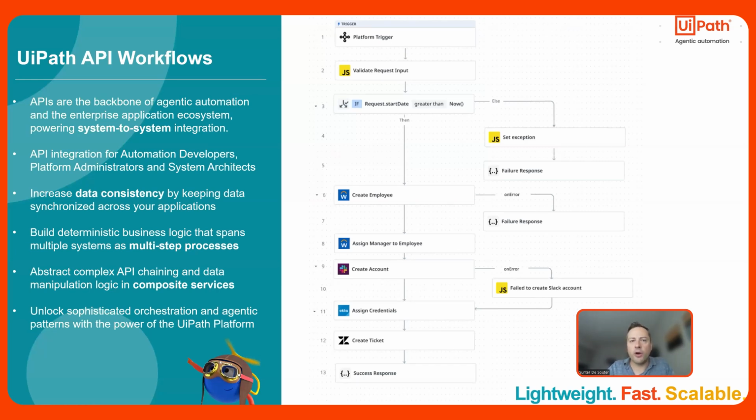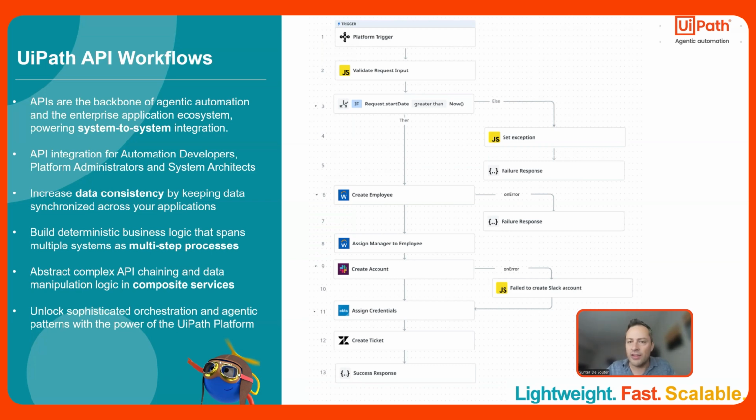API workflows are the backbone of your agentic automation. They power your enterprise with system-to-system integration in an agentic world. For developers, it's a whole new way to build and to test API integrations. For platform administrators, it's a way to have no management of the runtime, have a zero-touch approach, and scale as you need. And for architects, it's a way to bundle your API automation into composite services available to your agentic offering.